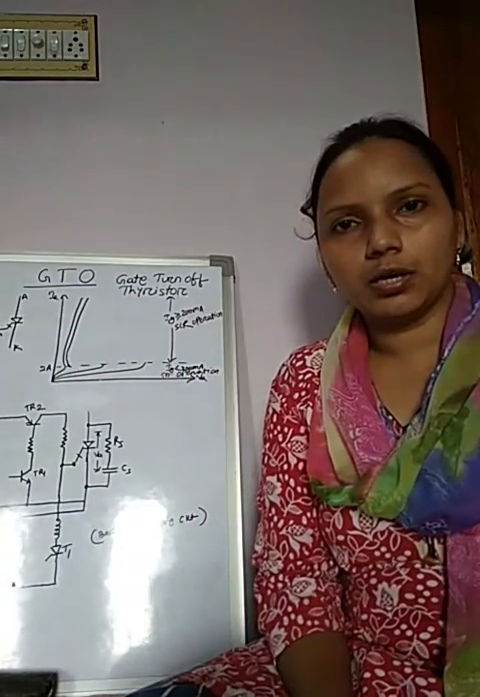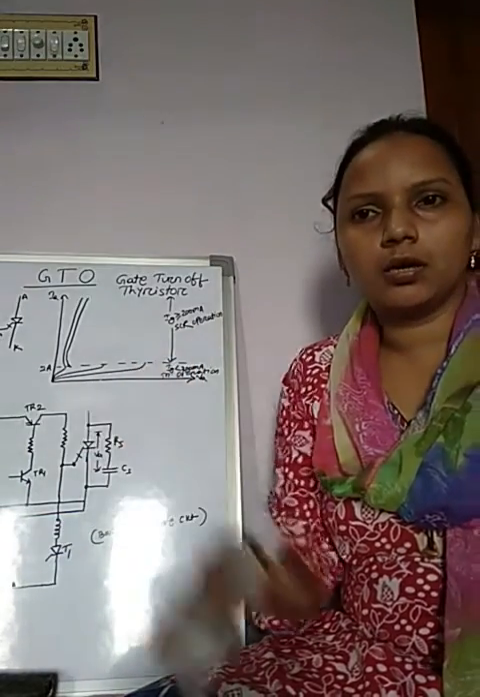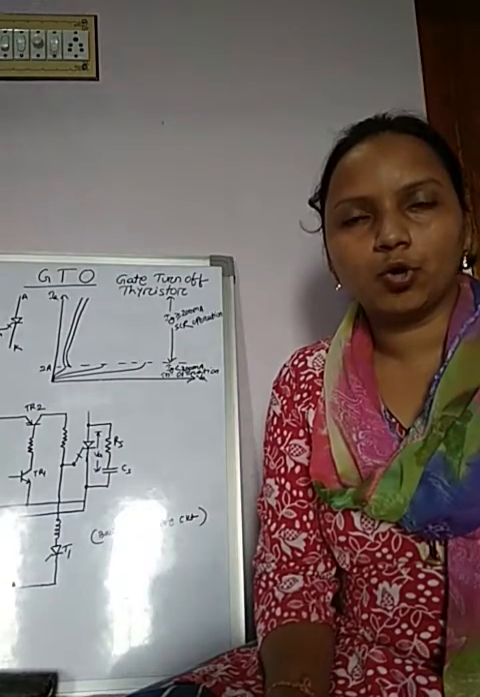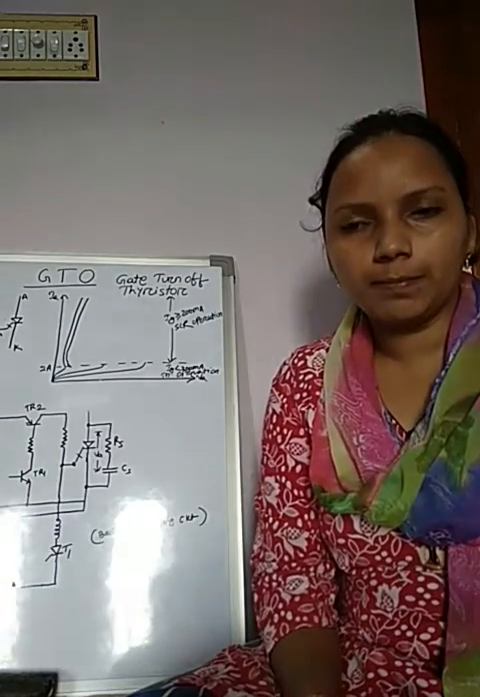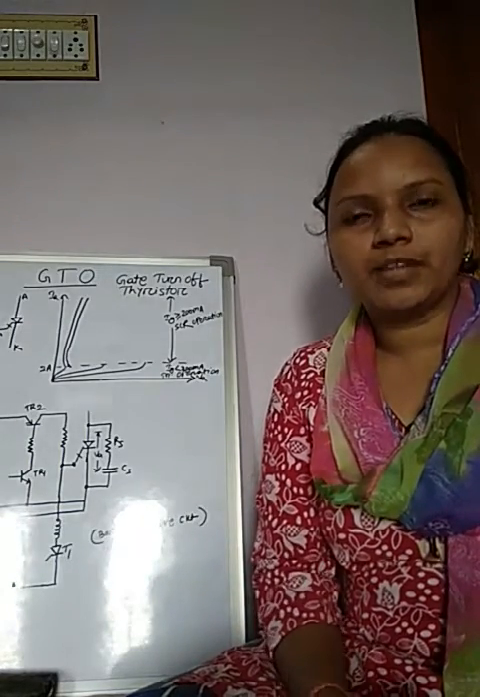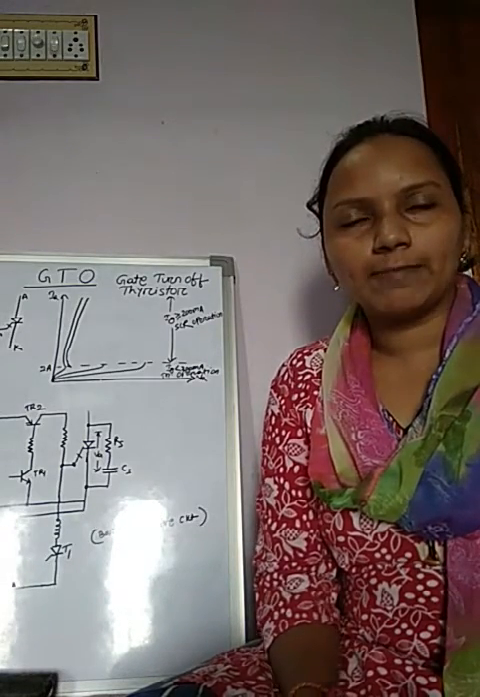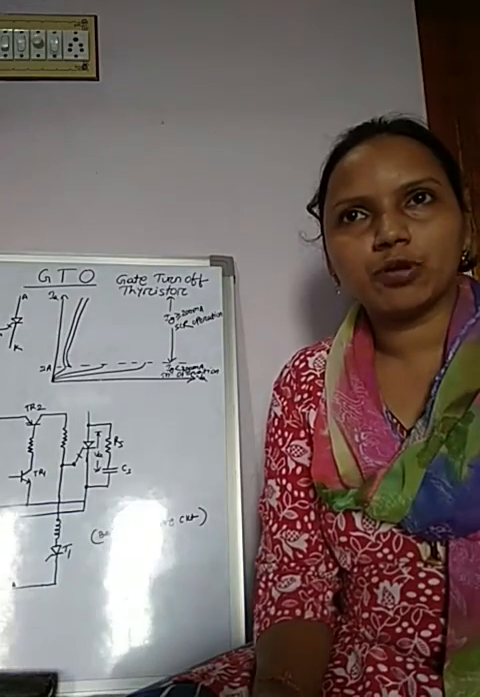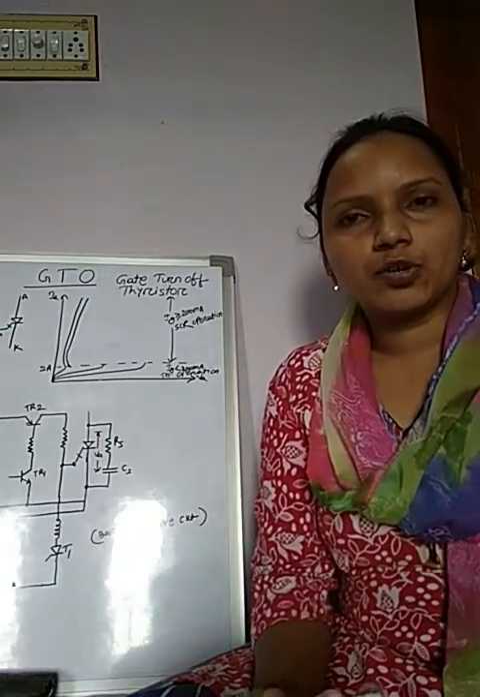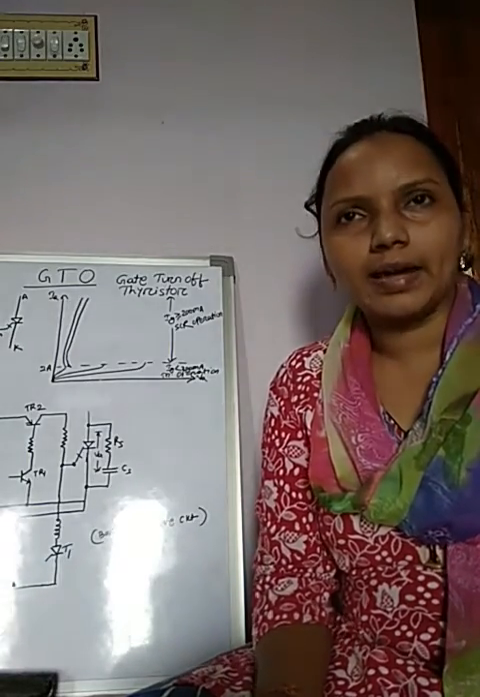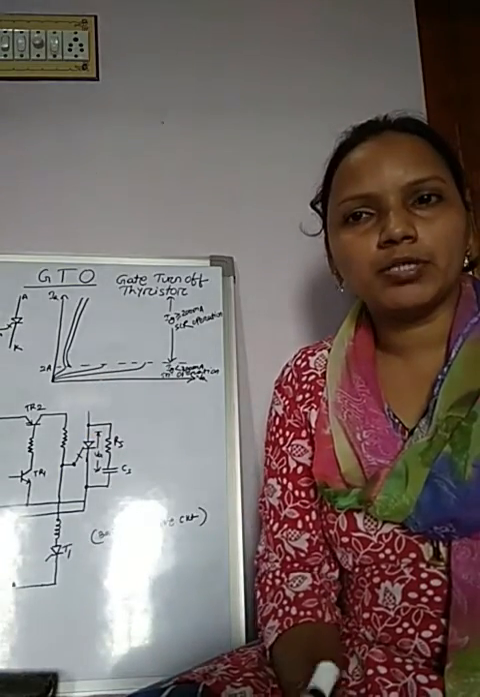So GTO is another type of power semiconductor device. Before this GTO topic, we already covered so many power semiconductor devices like power diode, power BJT, power MOSFET, IGBT, thyristor, diac, triac, etc. These are all the different types of power semiconductor devices. Also, we covered many thyristor family members like diac, triac, SCR. So GTO is another thyristor family member.